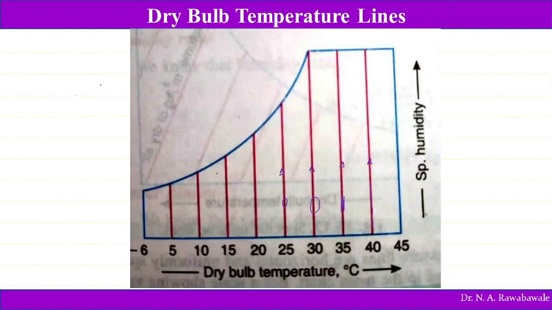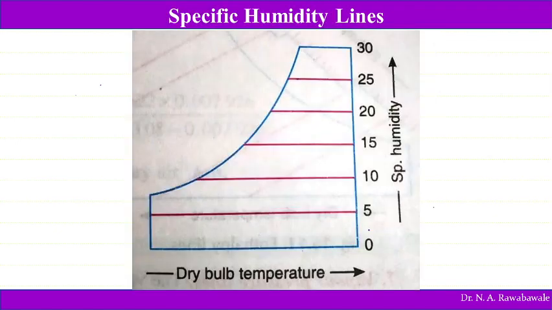Here these lines of dry bulb temperature are uniformly spaced, and the lowest dry bulb temperature given is -6 degrees Celsius, going up to 45 degrees Celsius. These lines are represented on the psychometric chart. The difference between two temperature lines is kept at 5 degrees Celsius. Now coming to the next lines.